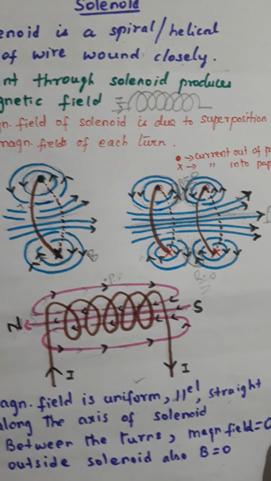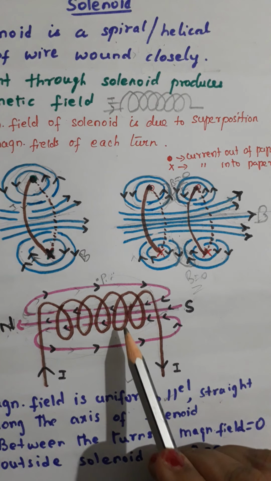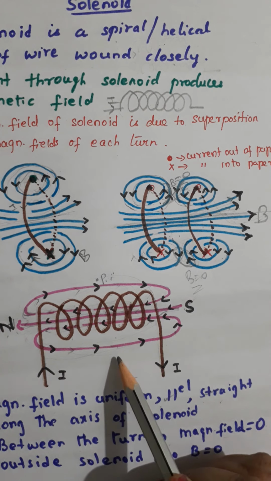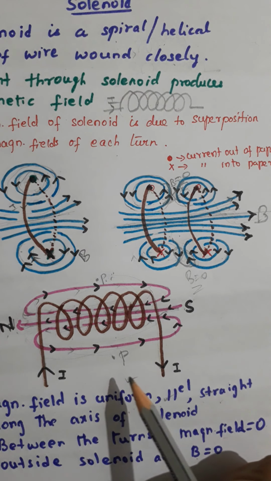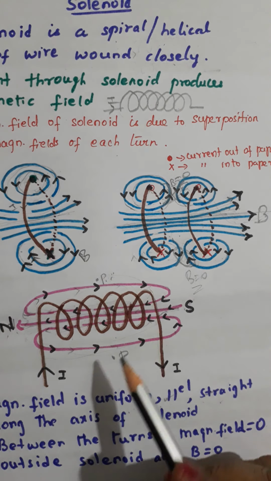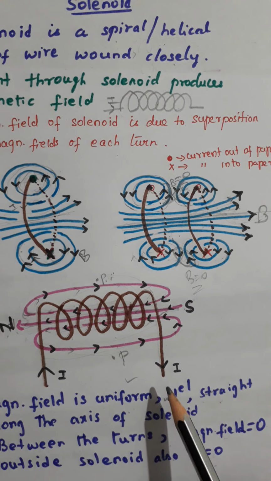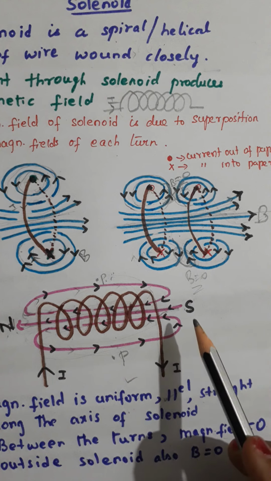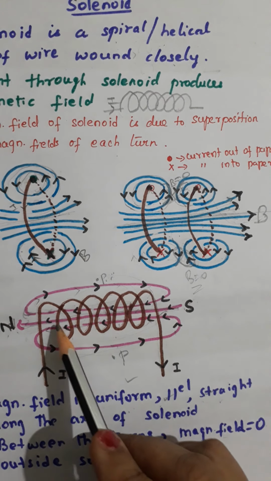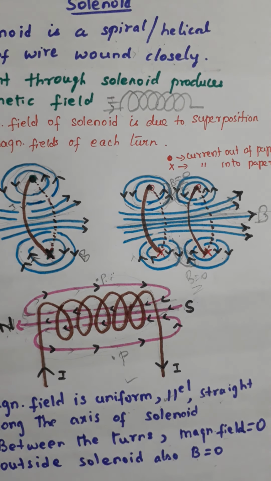Next point is between the turns and outside. I will consider a point P. Outside the solenoid, the magnetic field is 0. Between the turns and outside the solenoid, the magnetic field is 0. So where does the magnetic field exist? Along the axis only the magnetic field exists, right?